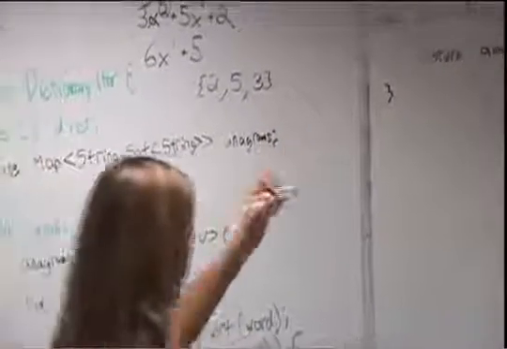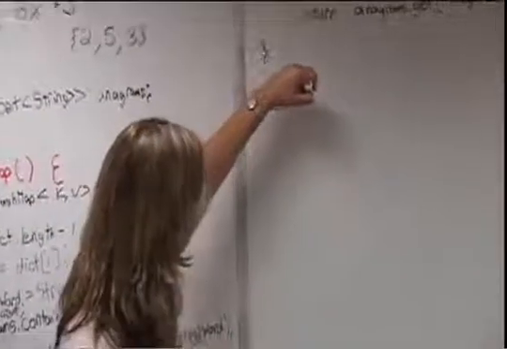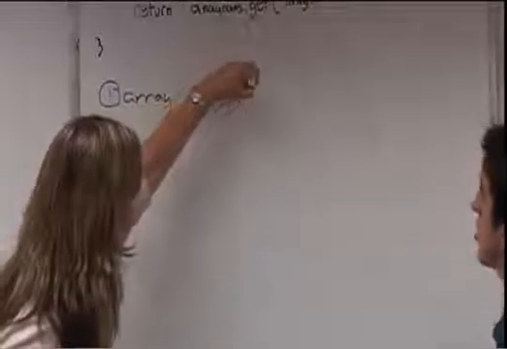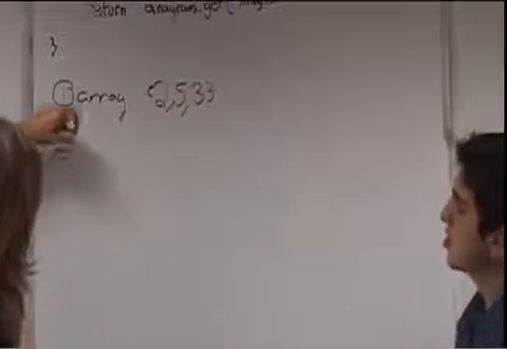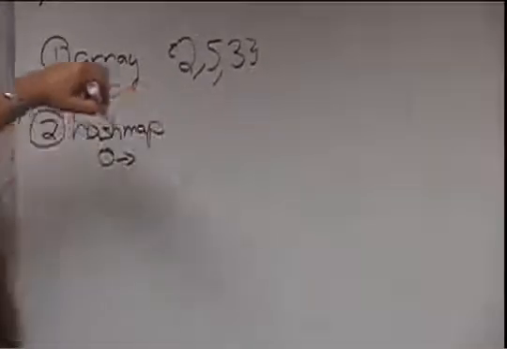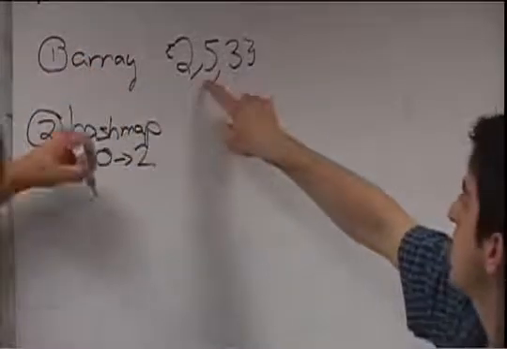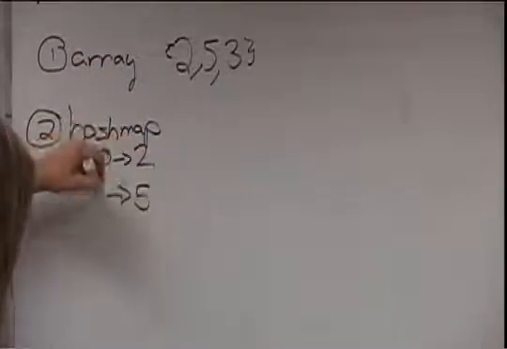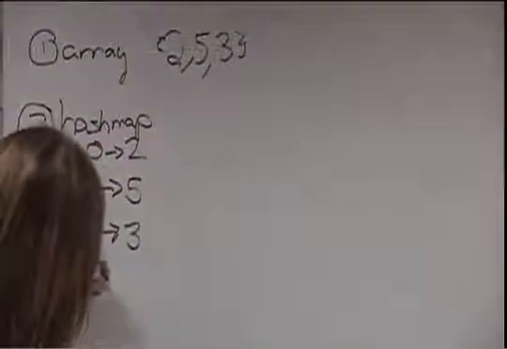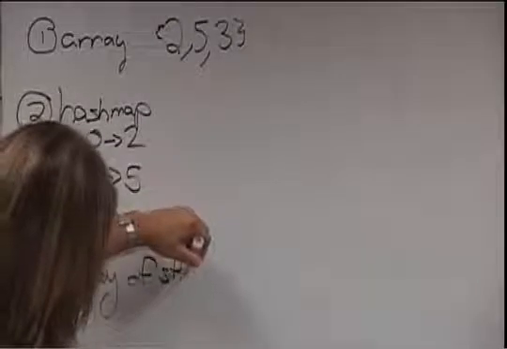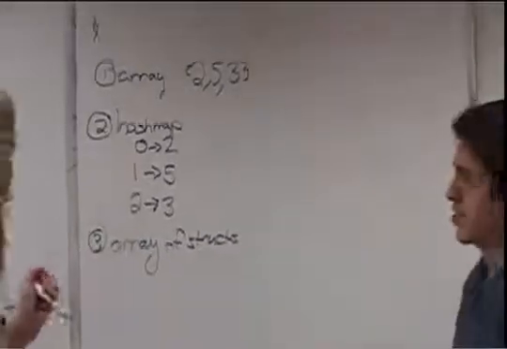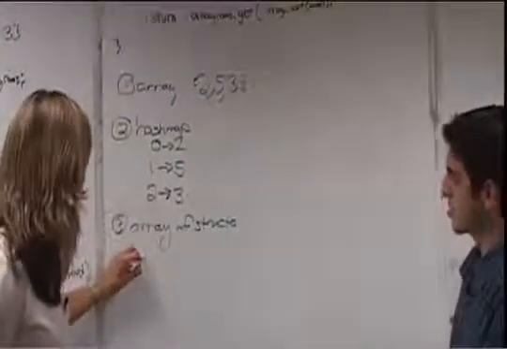So we have sort of our three approaches. One is an array, like 2, 5, 3. The next one is a hash map, where we have 0 map to 2, then 1 to 5, then 2 to 3. And the third one is an array of structs. Yeah, some sort of list, just some collection. Okay.